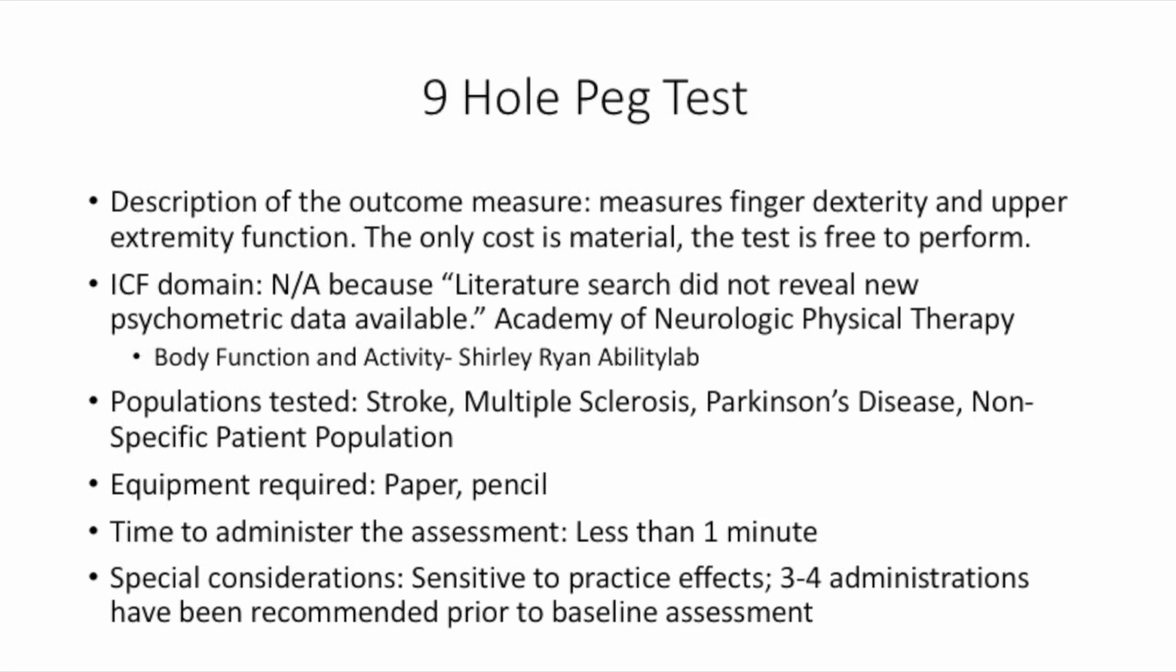The 9-hole peg test measures finger dexterity and upper extremity function. The only cost is material, and the test is free to perform. There is not an ICF domain according to the Academy of Neurologic Physical Therapy, because the literature search did not reveal new psychometric data available. The 9-hole peg test tests populations of stroke, multiple sclerosis, Parkinson's disease, and non-specific patient population.